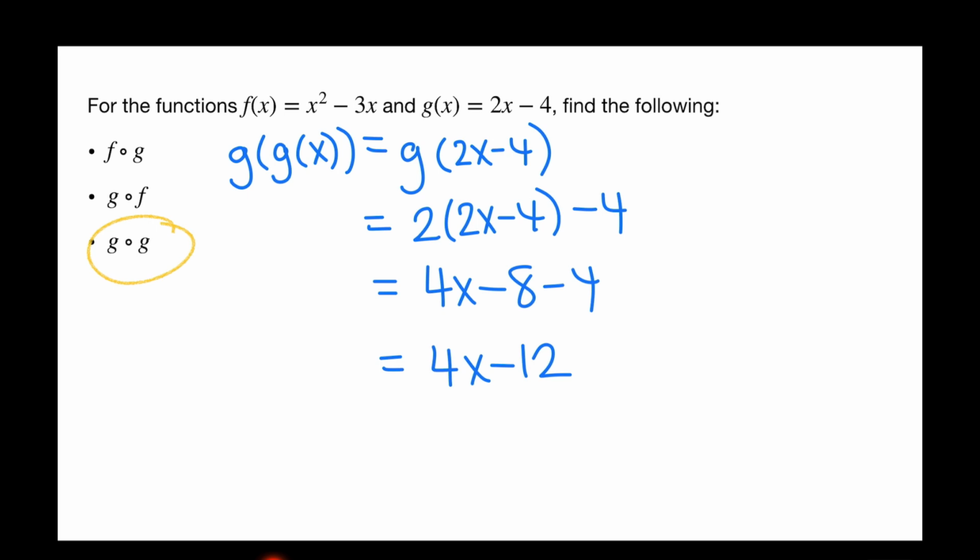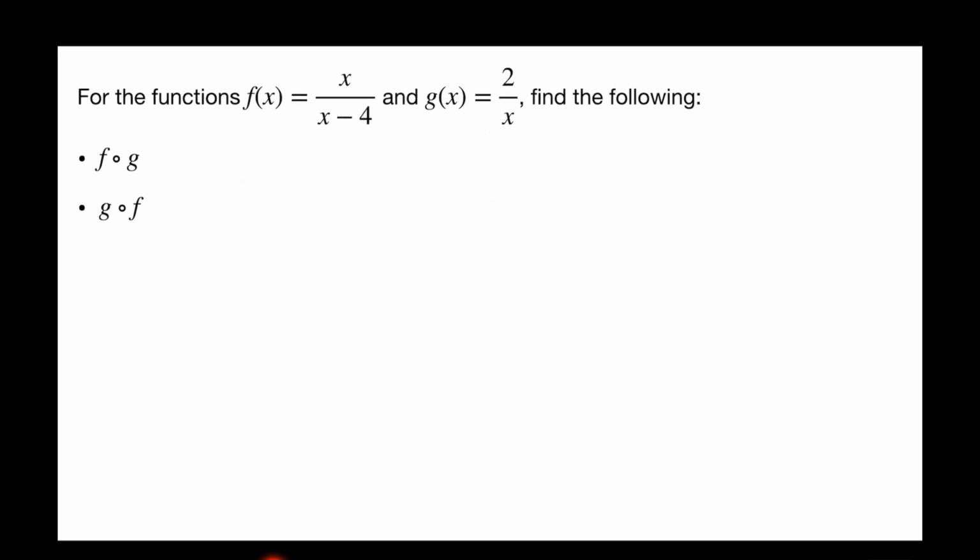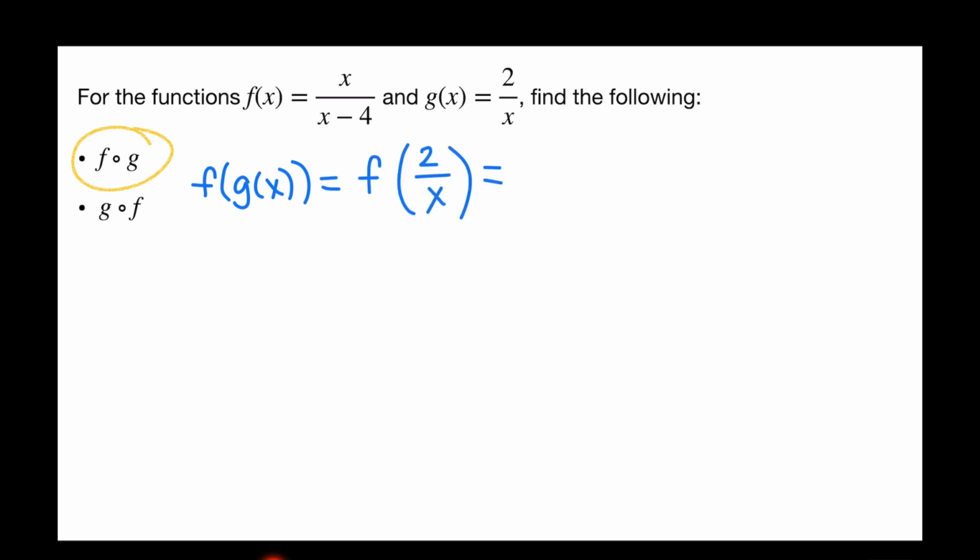All right, let's run through an example that has some rational functions. Same process, but the algebra is going to be a tiny bit more complicated. So now we've got the functions f of x equals x over x minus 4, and g of x equals 2 over x. Let's find f composed with g and g composed with f. So f composed with g means we're going to take function g and plug that into function f. In other words, in this case, we'll be taking f of 2 over x.